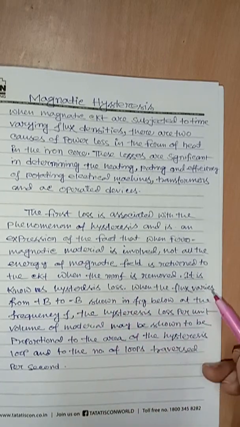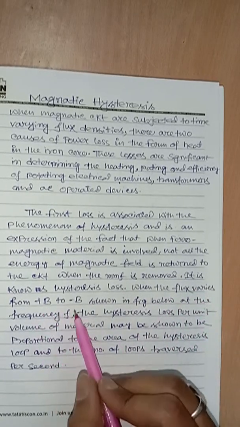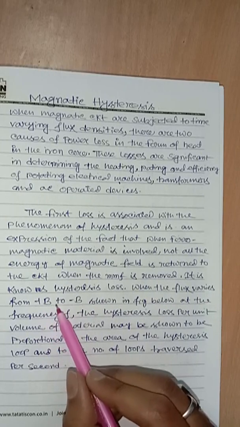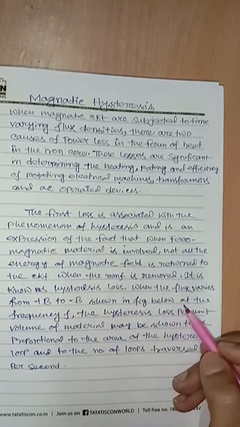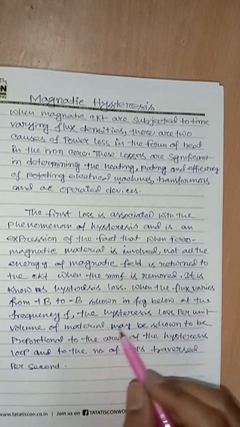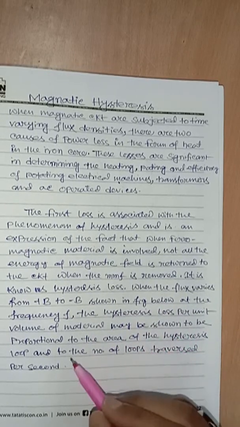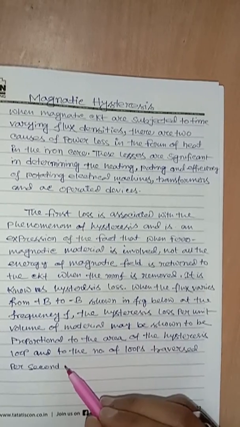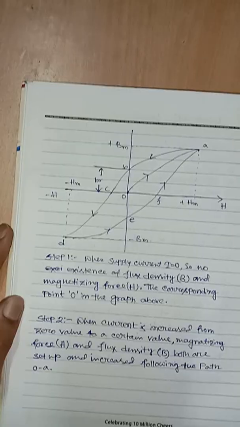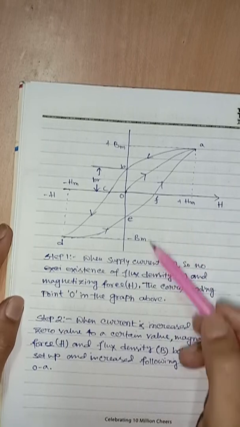When the flux varies from plus B to minus B, here B is the magnetic flux density, shown in the figure below, at the frequency f, the hysteresis loss per unit volume of material may be shown to be proportional to the area of the hysteresis loop and to the number of loops traversed per second. Now here we can see the hysteresis loop diagram.